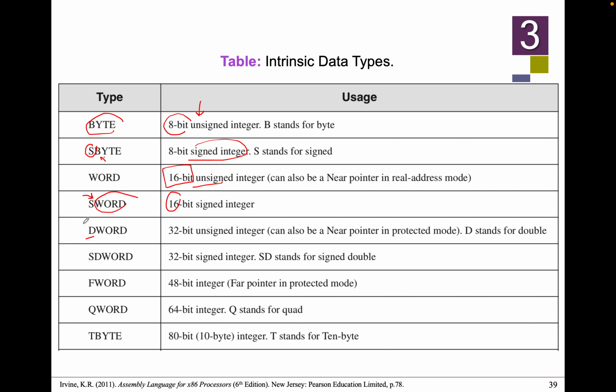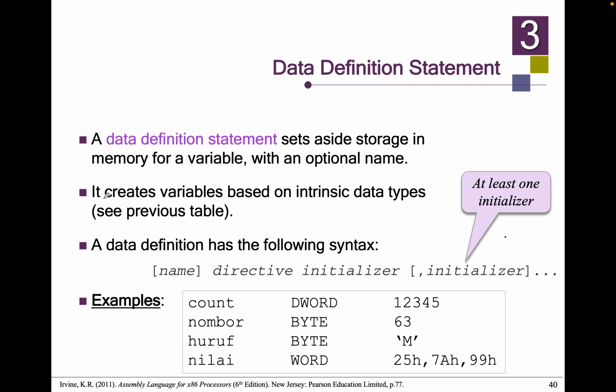Then you have D, which is your double word. Double word, of course, is your word type multiplied by 2. And you have signed double word, and another one is far pointer in protected mode. Q stands for quad, and lastly, T stands for 10 bytes, not tera. Please remember what we have learned last time.